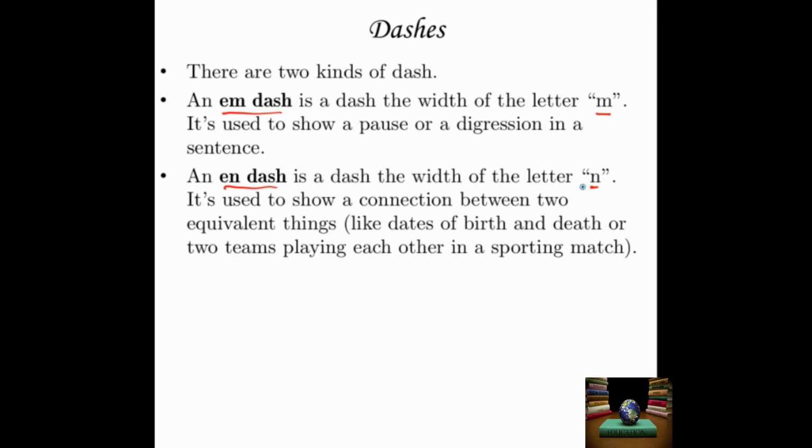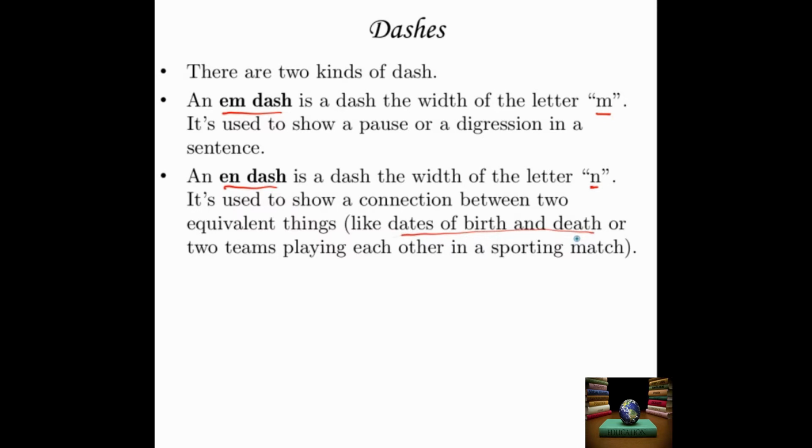An N dash is used to show a connection between 2 equivalent things, like dates of birth and death. So, for example, if you look up a person on Wikipedia who has died, there should be an N dash between the date they were born and the date they died, because those 2 dates are equally important, and that N dash shows a connection between them.